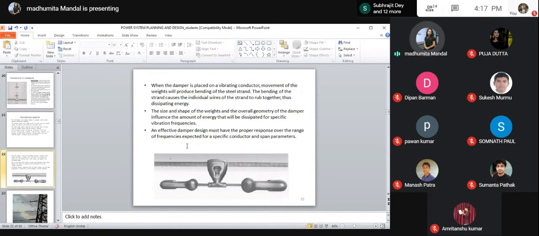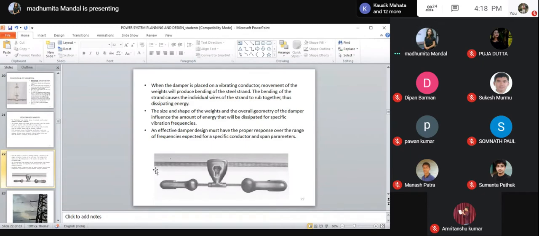Okay, so how does the damper work? When the damper is placed on the vibrating conductor, movement of these weights will produce bending of the steel strand. This is standard steel messenger cable. This bending of the strand causes the individual wires of the strand to rub together and dissipate the energy that is produced due to the vibration.